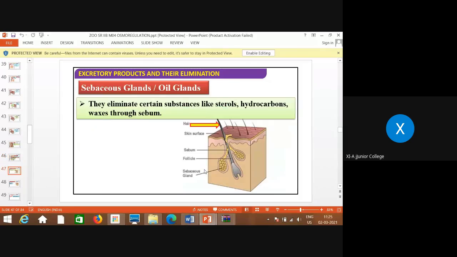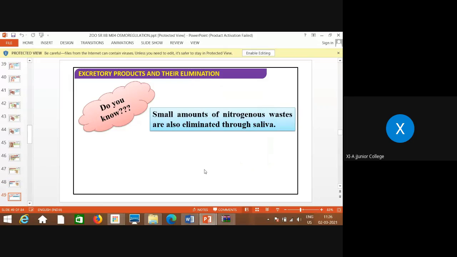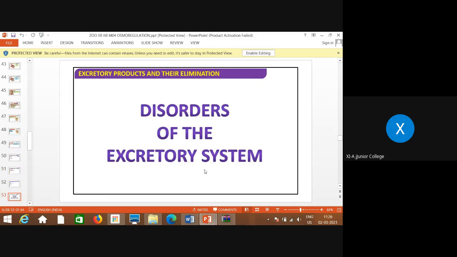The second type is sebaceous glands or oil glands. They eliminate certain substances like sterols, hydrocarbons, and waxes through sebum. And what is the function of sebum? Sebum provides a protective oily covering on the skin, which is very important. Small amounts of nitrogenous waste are also eliminated through saliva. Remember this, you might not be knowing. Through saliva also, these nitrogenous wastes are eliminated in a very small amount.